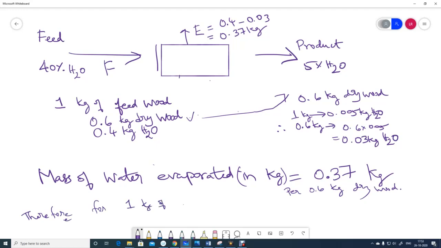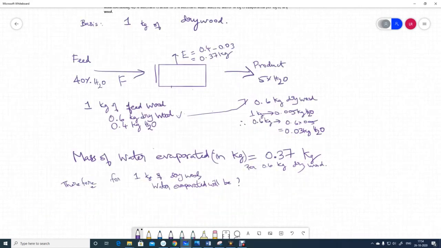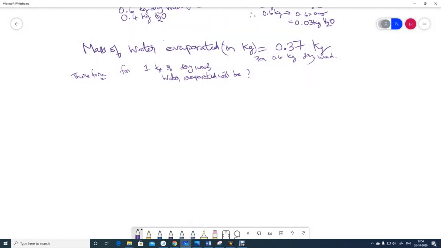But here in the question we are asked to find out, for 1 kg of dry wood processed, what is the corresponding water evaporated. So we can write, for 1 kg of dry wood, water evaporated will be, so how to calculate that? It is again a proportion ratio. For every 0.6 kg of dry wood being processed, 0.37 kg of water is evaporated.